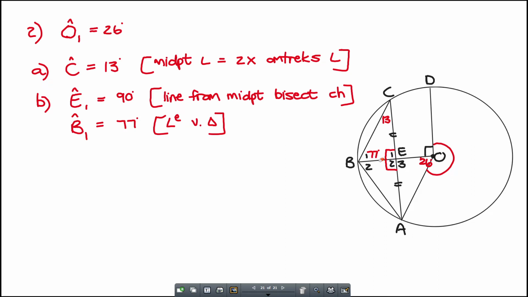Okay, we could then use the congruency to say that triangle CBE would be congruent to the second triangle here. And then that would mean that this is also 77.